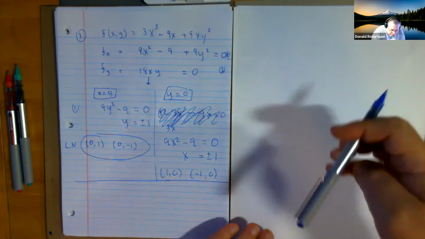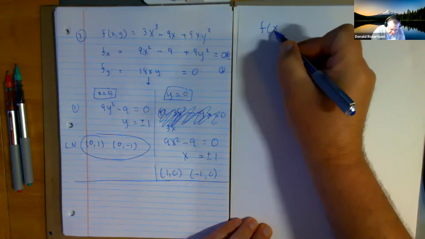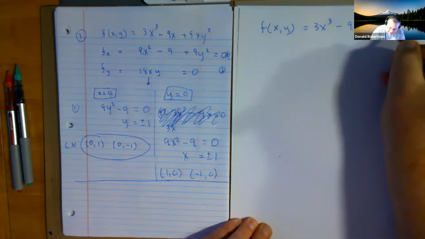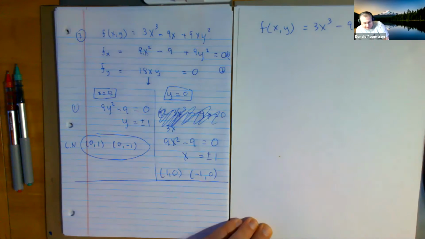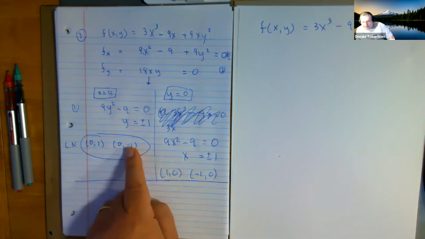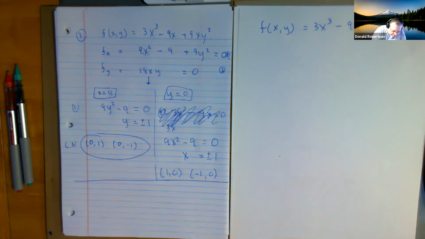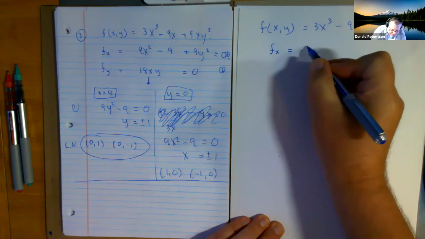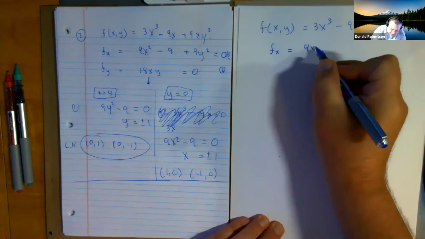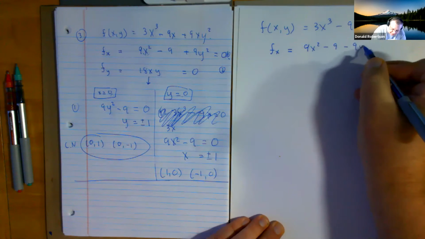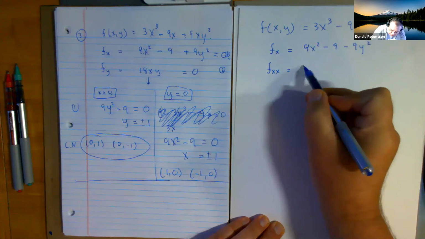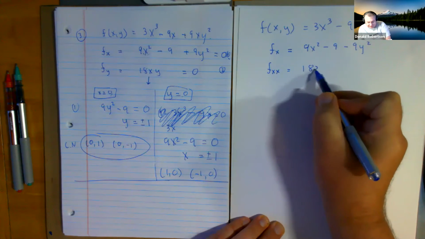Now, the function we're dealing with, this one over here, what we're now going to have to do is find out whether it is a local max, a local min, or even a point of inflection. To do that, I have to calculate D. So I'm just rewriting this. You probably don't need to, but I'm trying to reduce my mistakes.